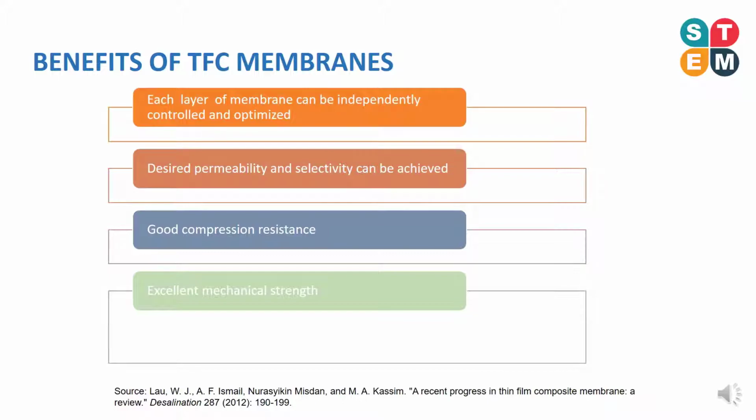Now let's discuss the different benefits of thin film composite membranes. Each layer of the thin film composite membrane can be independently controlled as well as optimized. This is one of the major features of the TFC membrane, and desired permeability as well as selectivity can be accomplished with thin film composite membranes. These membranes also have good compression resistance and excellent mechanical strength.